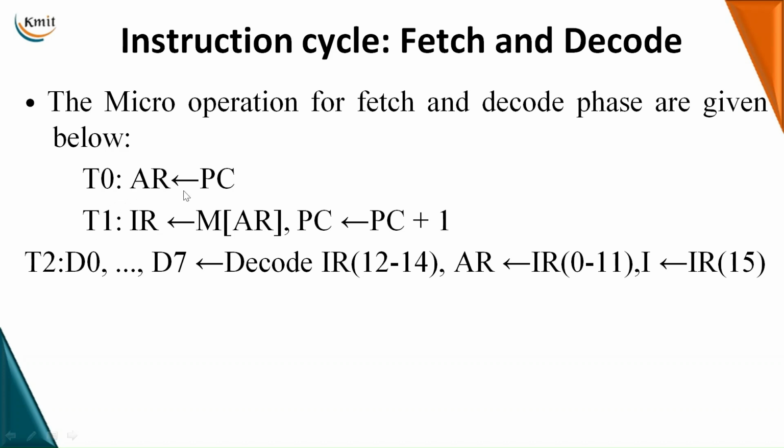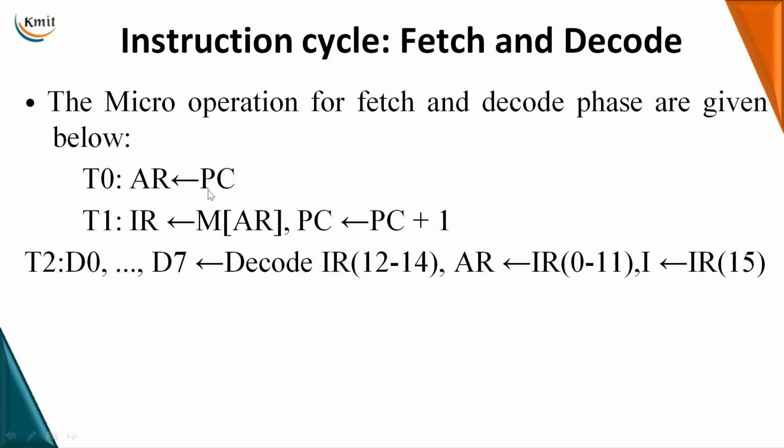At timing signal T0, the address pointed by the program counter is loaded into the address register. At timing signal T1, whatever address is present in the address register is searched in the main memory, and the instruction available at that particular address of the memory unit is copied into the instruction register.